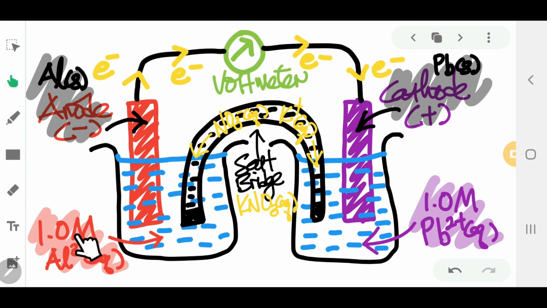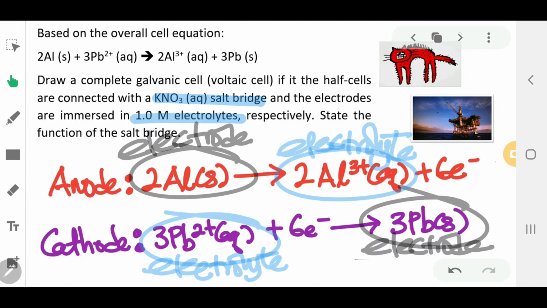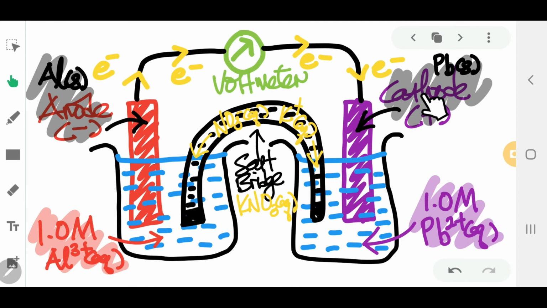So you have the electrolytes labeled. This time we do not know what the other part of the electrolyte is, so it's enough for you to write Al3+ aqueous. You don't have to write the stoichiometric coefficient over here. You can just simply write Pb2+ over there. So Pb2+ will be in the cathode half cell. Lead. Electrons will flow from anode to cathode. Make sure you have electron flow from anode to cathode.